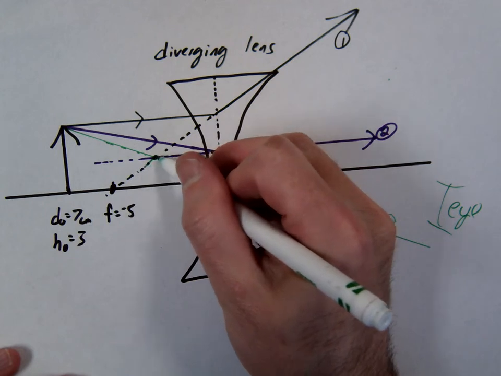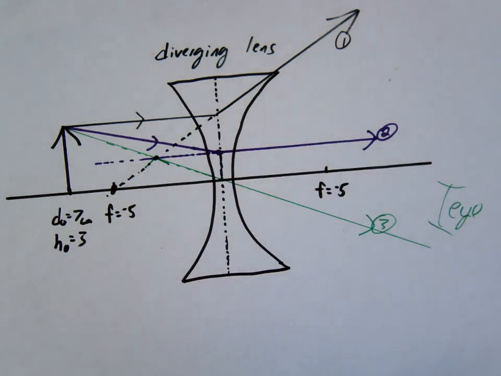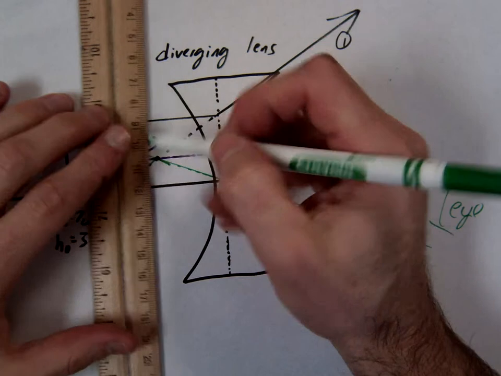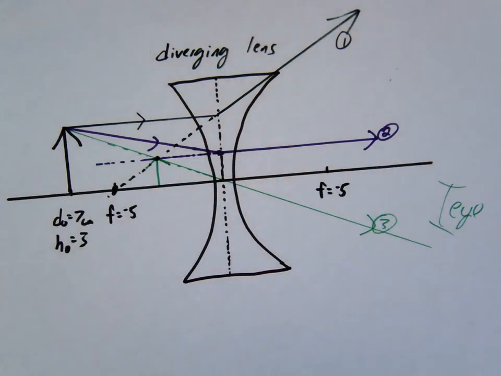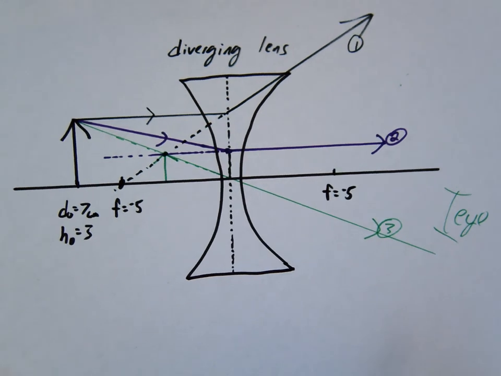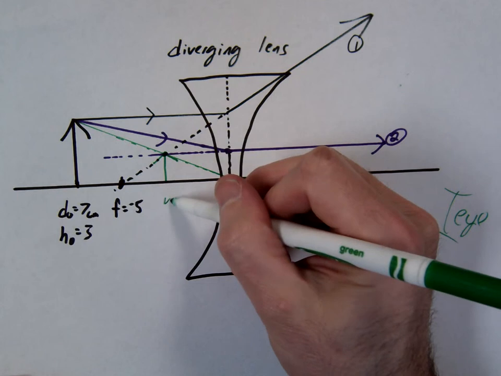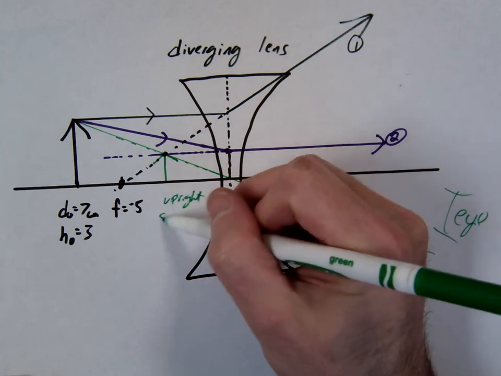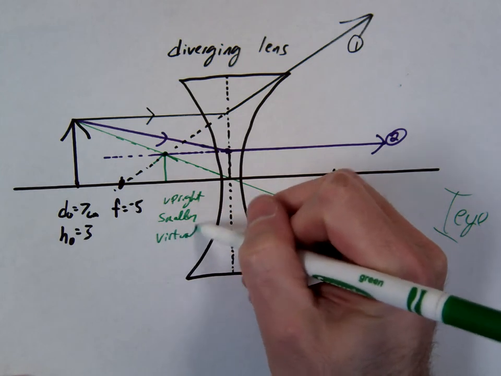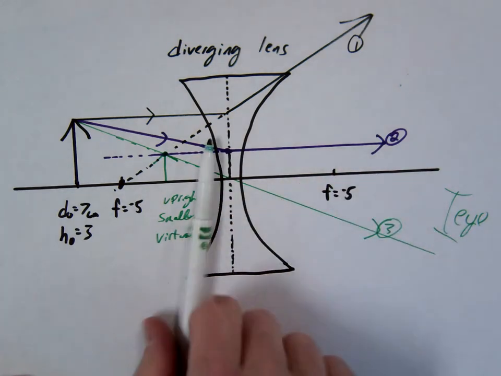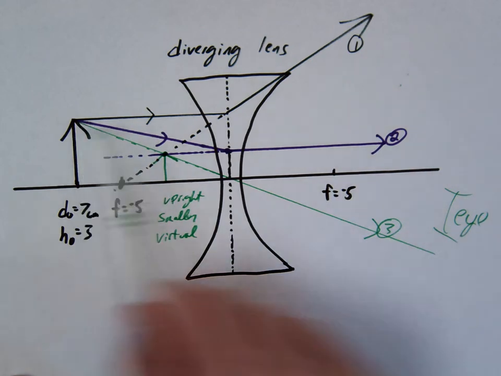Let's draw on the rest of our image. Looks like that, like that. Draw it down. Okay, what do you notice? What are some conceptual characteristics of this image? Okay, it's upright, smaller, virtual. Okay, good. So remember, there's nothing actually there. You just think there is because of how you see things.